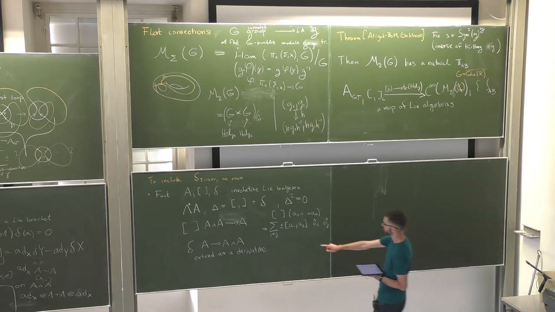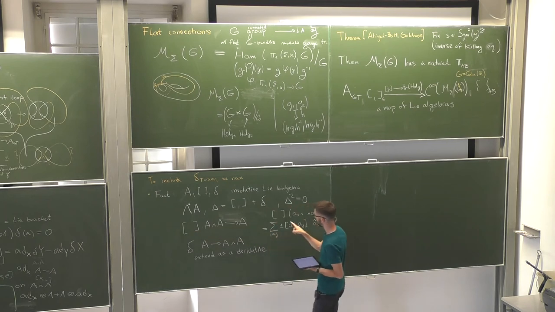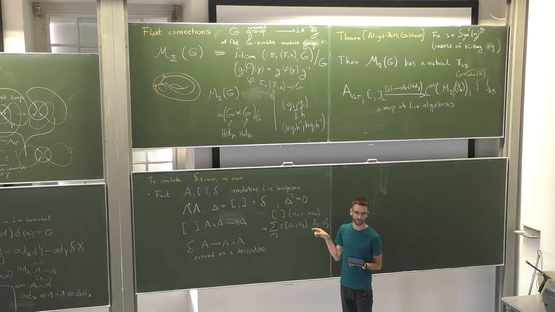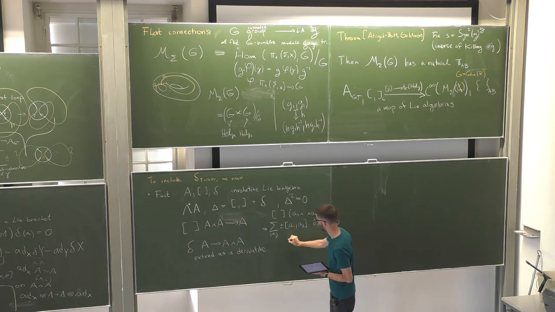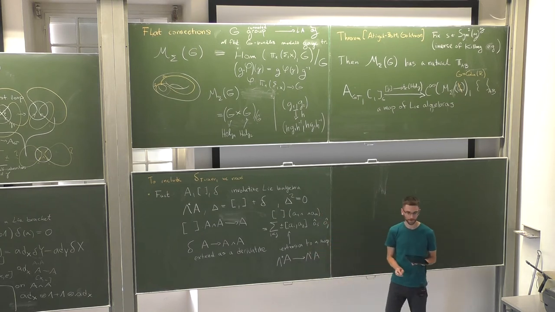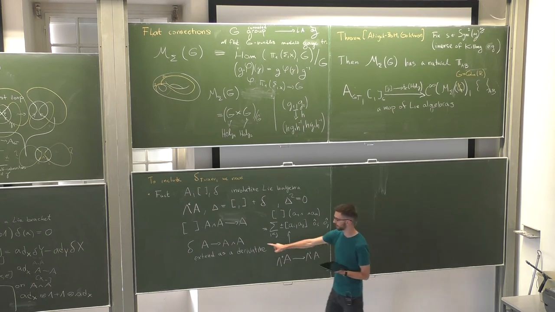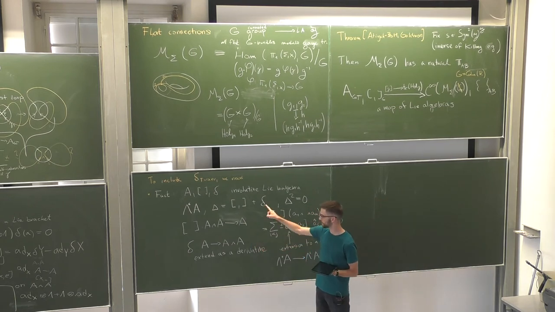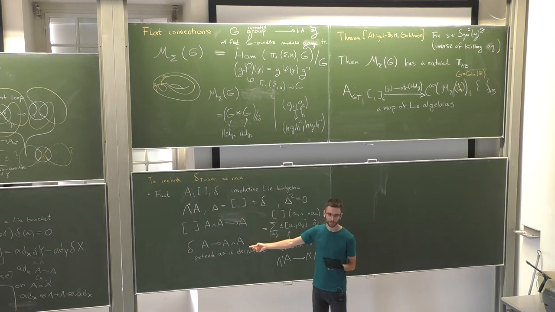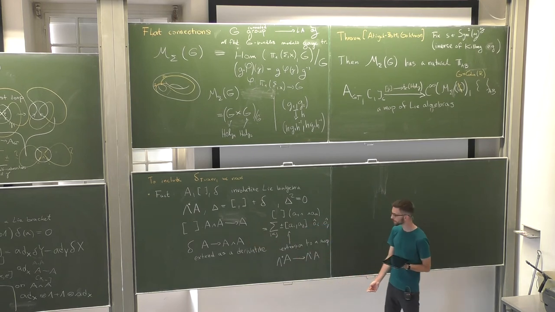Yeah, so first you extend this thing to a map from wedge of A to wedge of A. So maybe I'll write down, this is the extension to a map wedge of A to wedge of A. Okay? The delta you also extend. This one is easier. Just extend it as a derivative, and then you add these two maps, and then delta squares to zero.